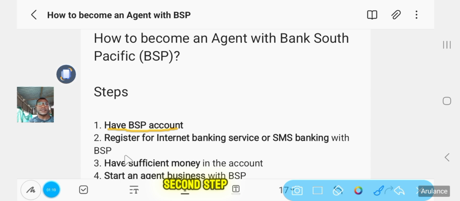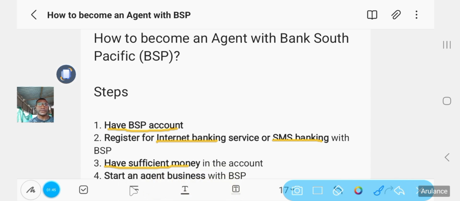The second step is to register for internet banking or SMS banking service. And the third step, which is also an important step, is to have sufficient funds or money in your BSP account.